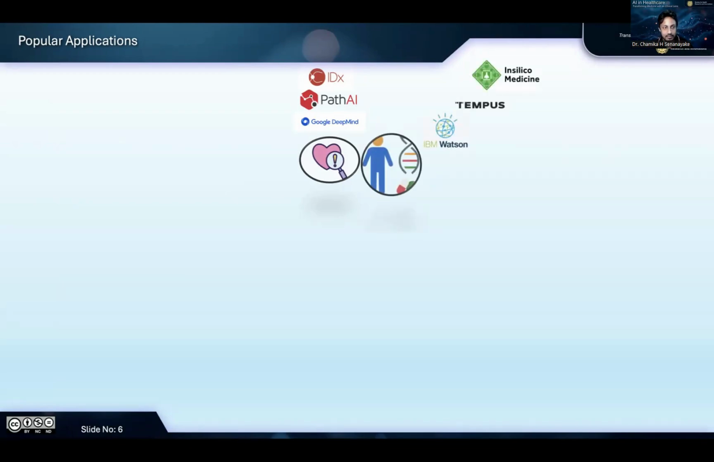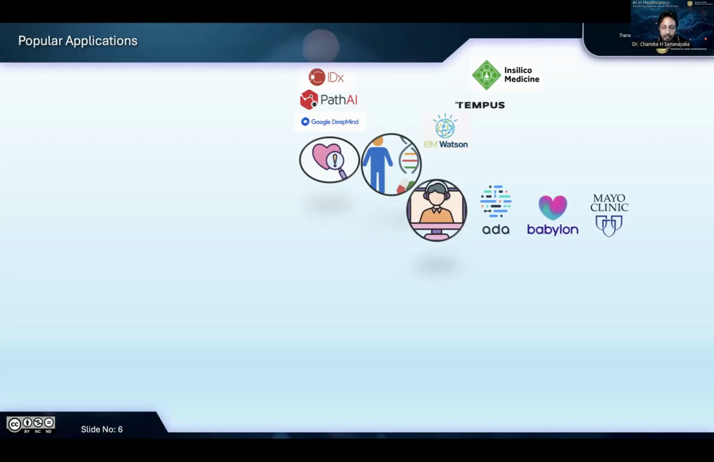And for personalized treatment, there's IBM Watson Health. I'll get back to you in detail in the next slides. And there's something called Tempus. It analyzes genomic and clinical data to recommend targeted therapies for cancer patients. And Insilico Medicine, which is used for drug repurposing. And there's also virtual health assistants like the Ada Health app.